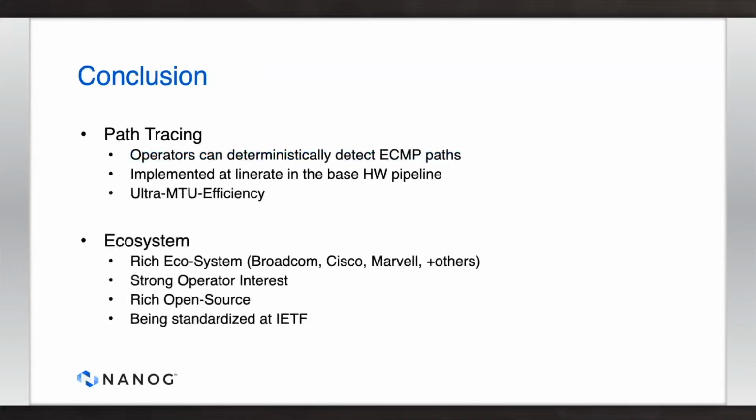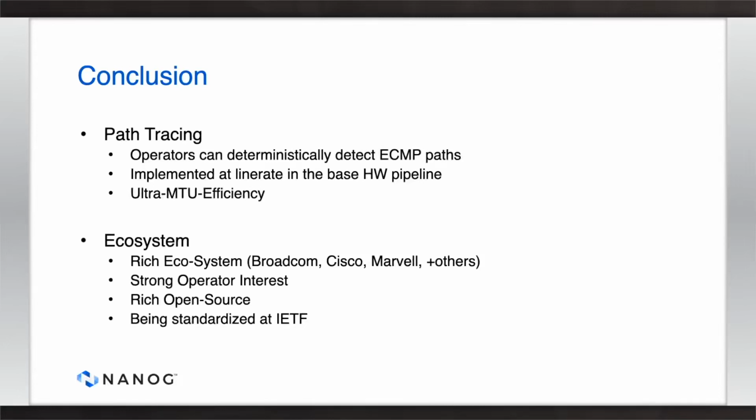So in conclusion, with path tracing, right? Now we have the capability to deterministically detect ECMP paths, right? We're implementing this at line rate in the hardware-based pipeline and ultra MTU efficiencies, that 3 bytes at every hop. So if you take away 2 things from this, it's that this is hardware friendly, done at line rate, and it's ultra efficient in terms of MTU, right? We don't want to fill our links with our traffic. We want our customer or our application traffic to be on those links.